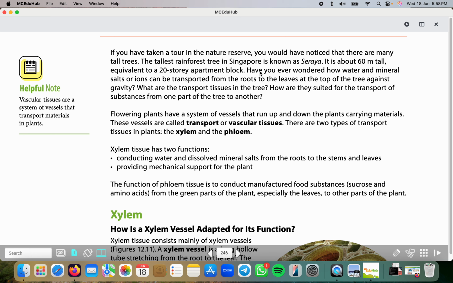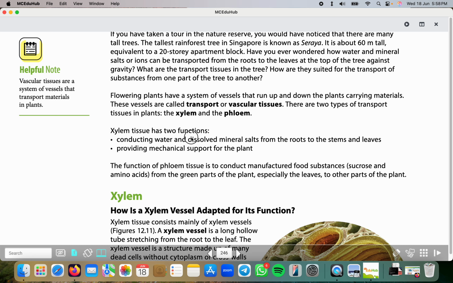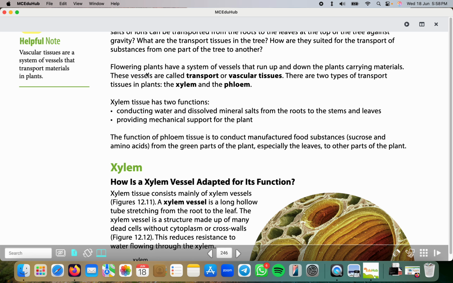Okay, so how is it possible that the water and mineral salts can be transported from the roots all the way to 60 meters up in the sky, to the leaves? What are these transport tissues? And how are they suited for the transport of substances? Okay, so we are talking about flowering plants, and these flowering plants have vascular tissues. We call them the xylem and the phloem.